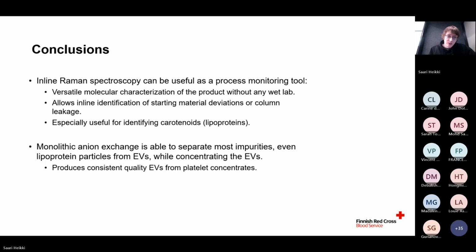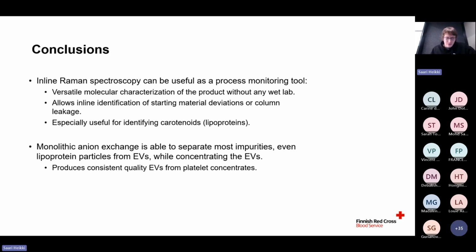So to conclude, like I said, this Raman spectroscopy seems like a very versatile characterization method. You don't need to do any wet lab work, just analyze the data, which is kind of laborious in its own way, I admit. Yeah, you can identify if there's deviations in your starting material, or if your column isn't performing as it should. And it's especially useful for this carotenoid identification. So if you are using blood-based samples, you can see if you have lipoprotein contaminations or not.